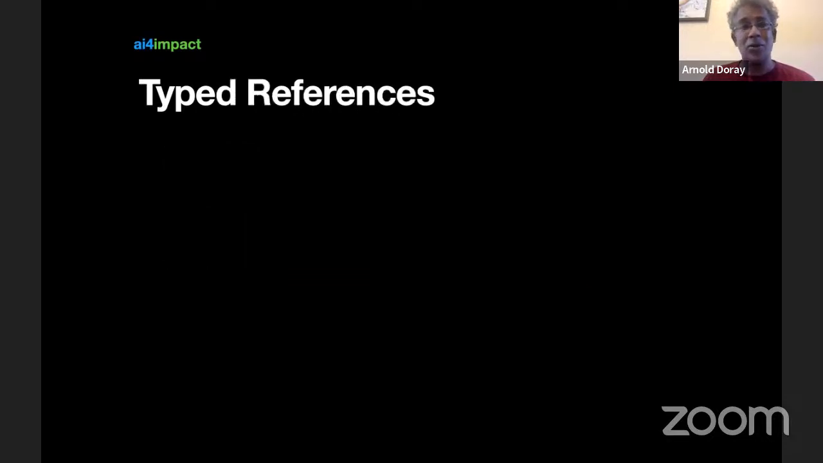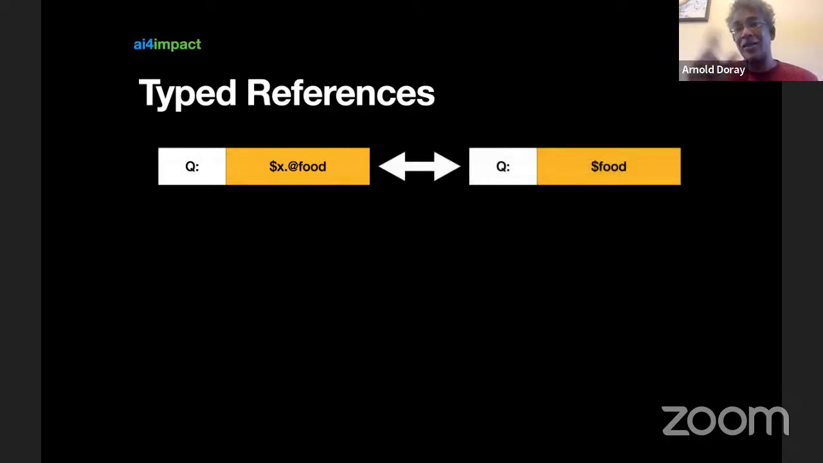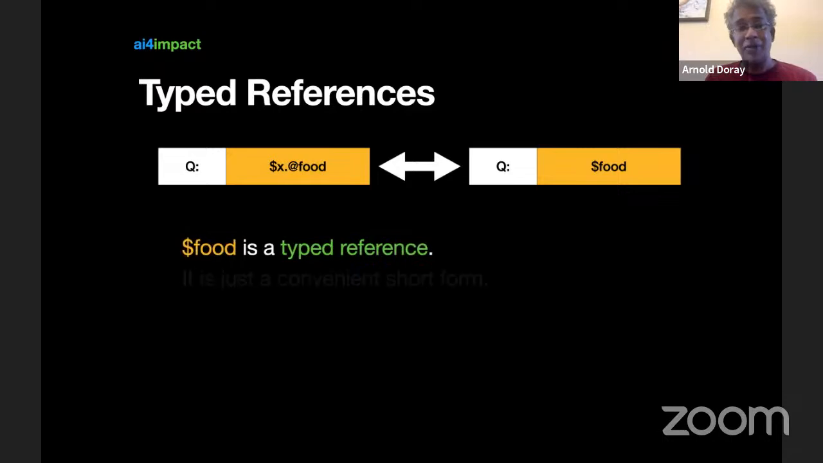Okay. So much for type constraints. What are type references? Well, if you have $X dot at food, it's a bit verbose. For most situations, you want to just make a simpler form. This is exactly the same as, let's put a $food. If food is already declared or defined as a type, then whatever that type means, the thing on the left and the right sides are exactly equivalent. So $food is a type reference.